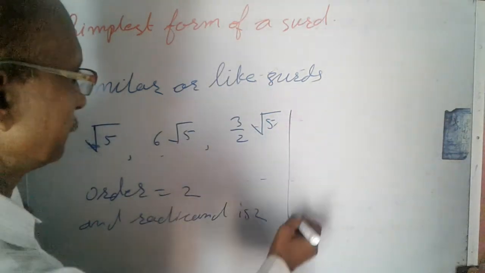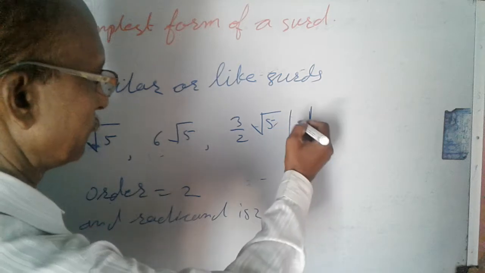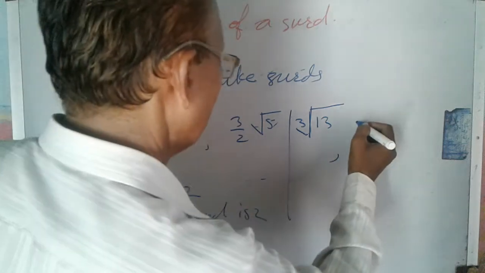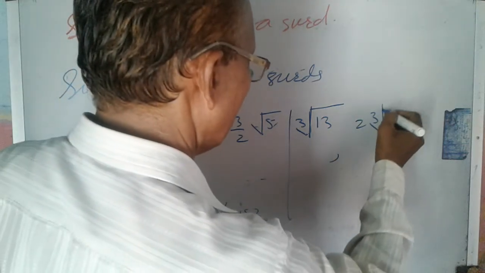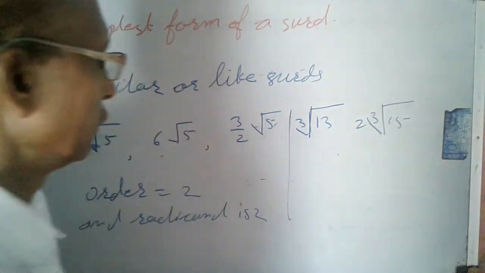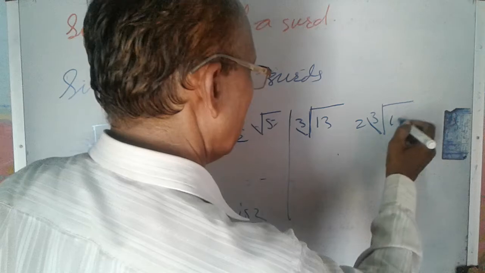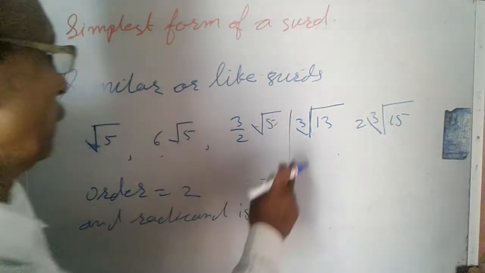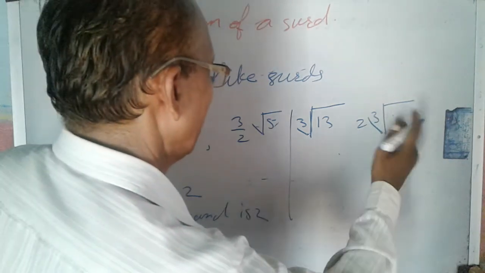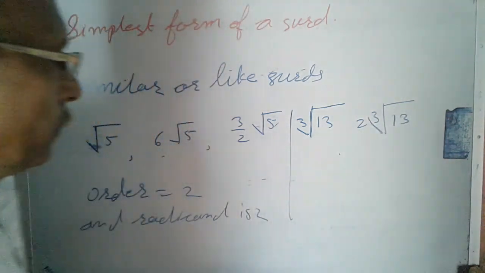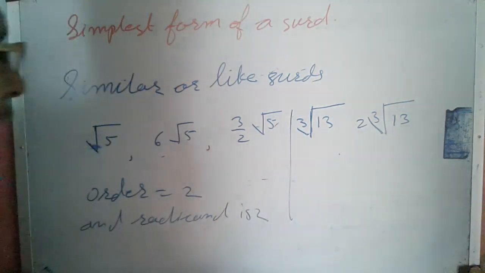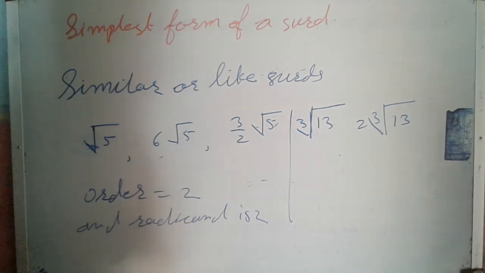For example, here cube root 13, 2 cube root 13. Now here also order of each surd is 3 and radicands are also equal, 13, 13. So these are also like surds or similar surds.